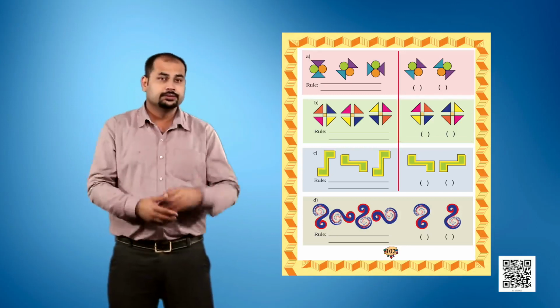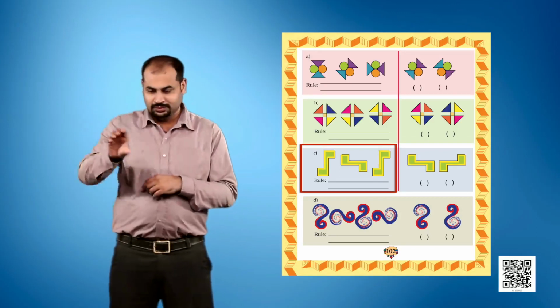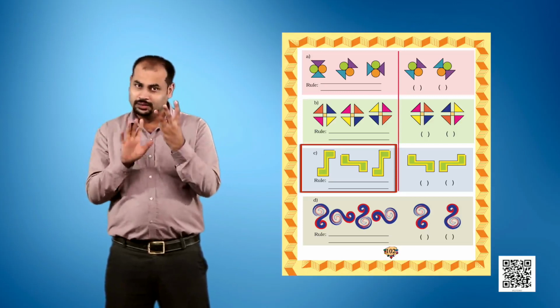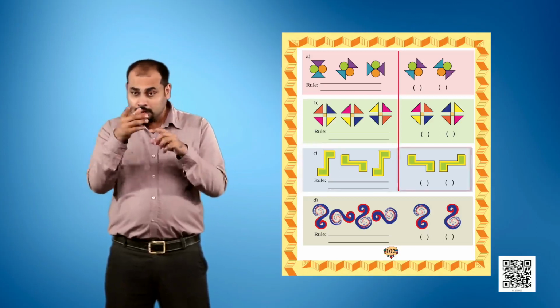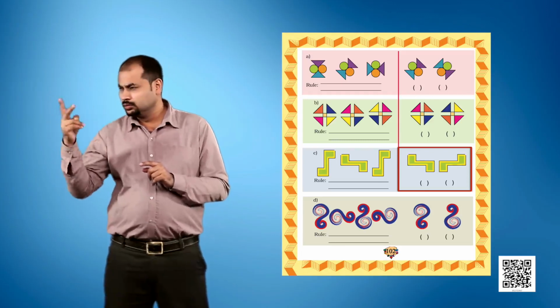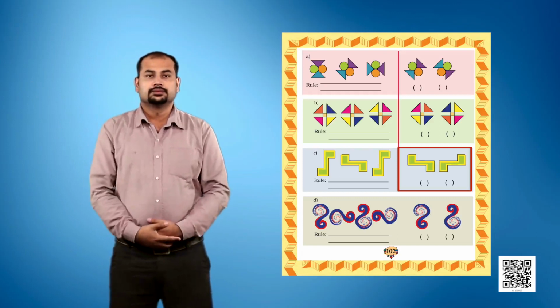C. A typical pattern is shown again following a repeat pattern. Identify the rule of the pattern and write it down in the blank space provided. Also choose what would be the next repeat from the 2 options given on the right by tick marking the right one.